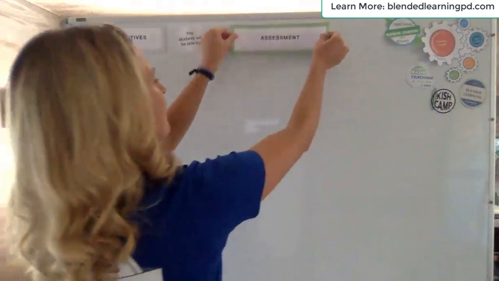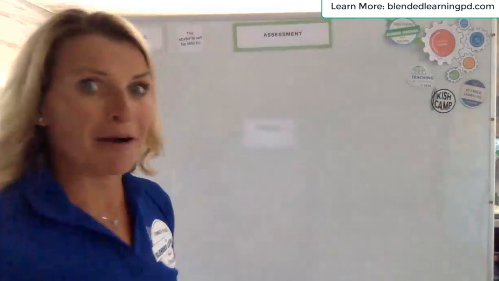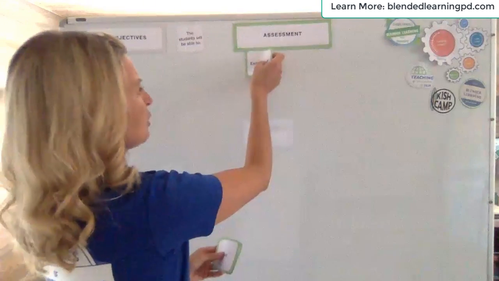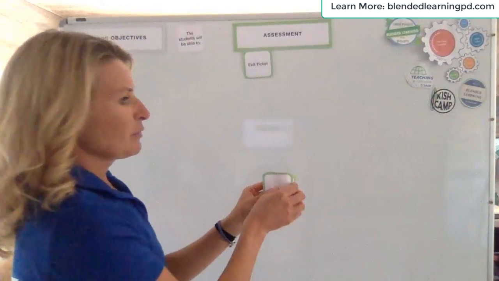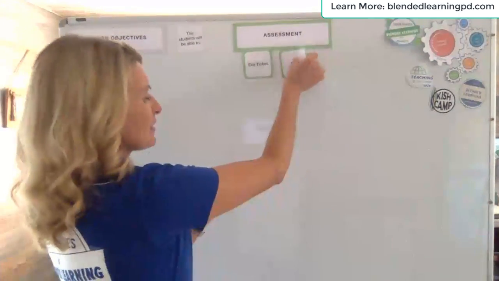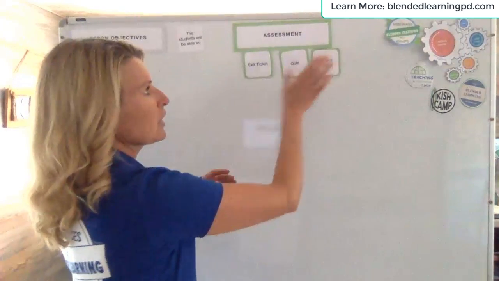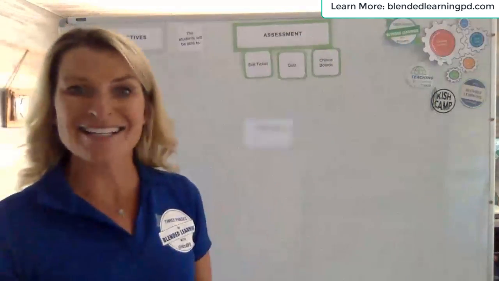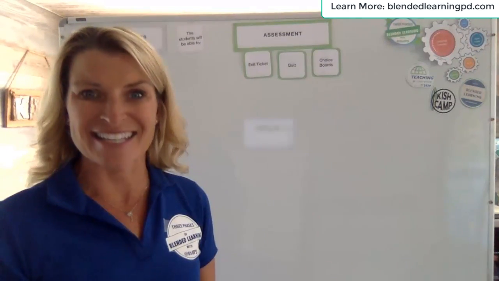Next, think about what assessment you are going to give to the students. The next key important part about any blended learning lesson or a traditional lesson is thinking about how you are going to check for understanding. Is it going to be through an exit ticket? Is it going to be through a quiz? Is it going to be through a choice board? So your assessments are essential. We want to make sure that all those key things are a part of your blended learning lesson.